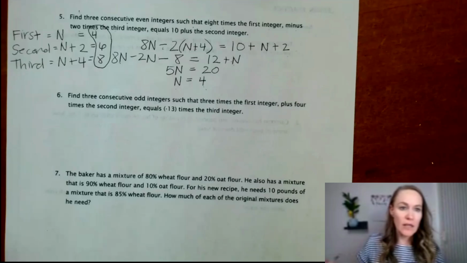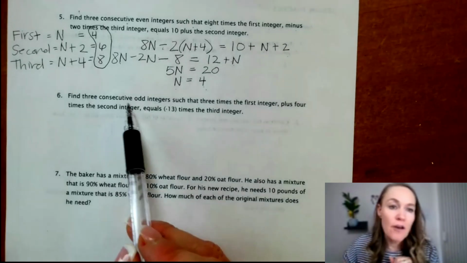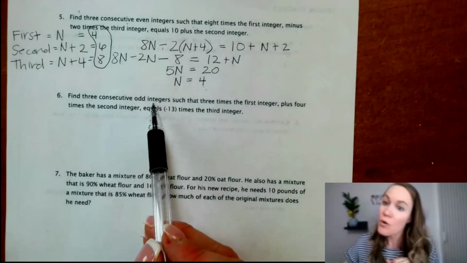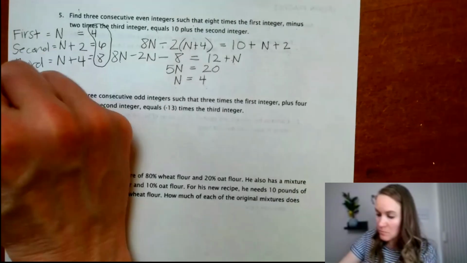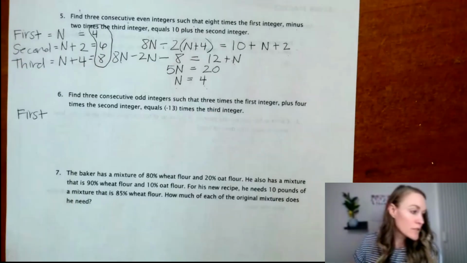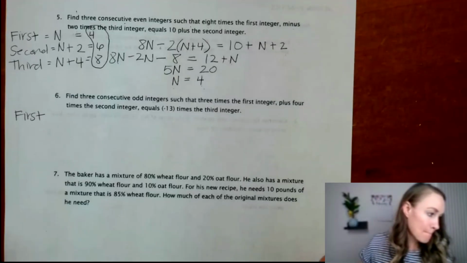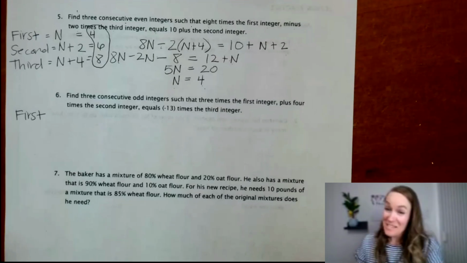Okay, now I need 3 consecutive odd integers. So now I have odd integers. So the first one is going to be what? It's going to be n, right?